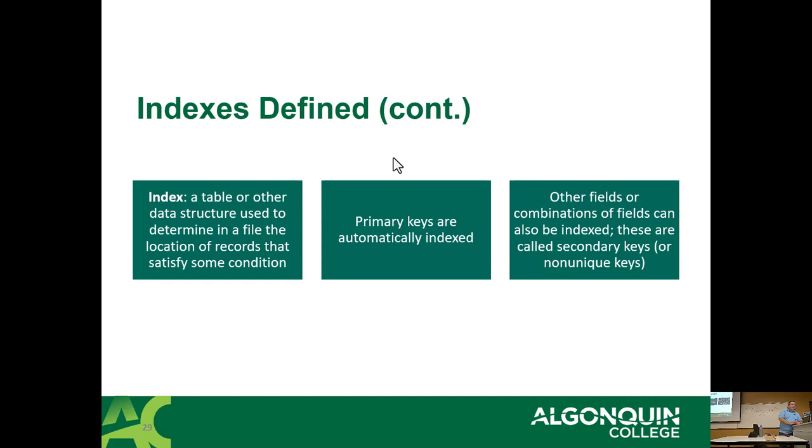These are known as secondary keys, often known as non-unique keys, although you can create a unique index, such as a unique index on an email address so that you can never put the same email address in the system twice. But that's, you know, it is what it is.